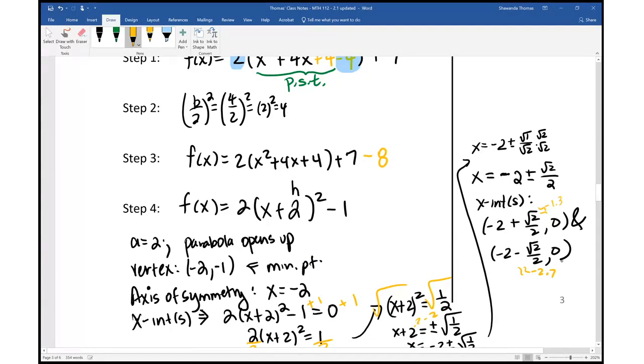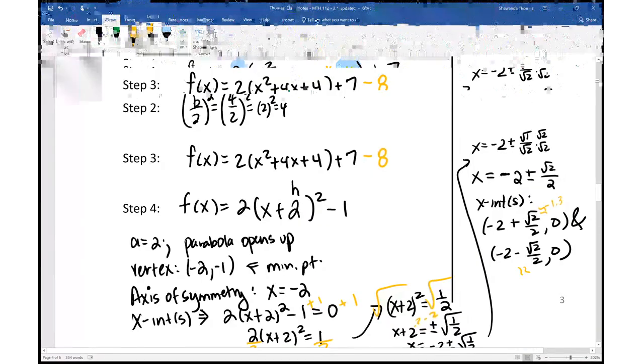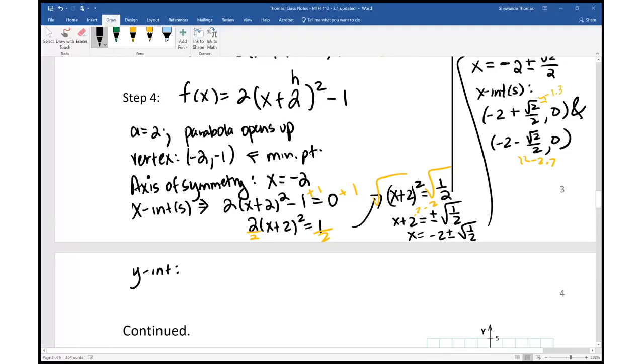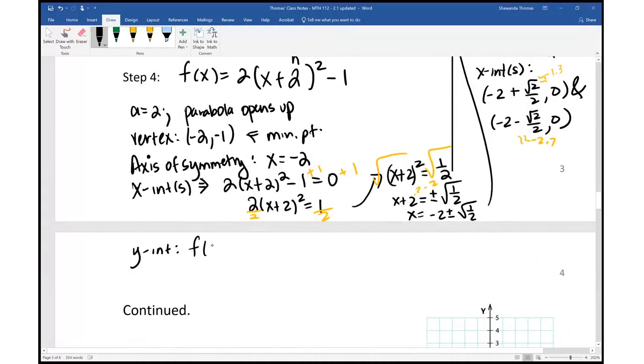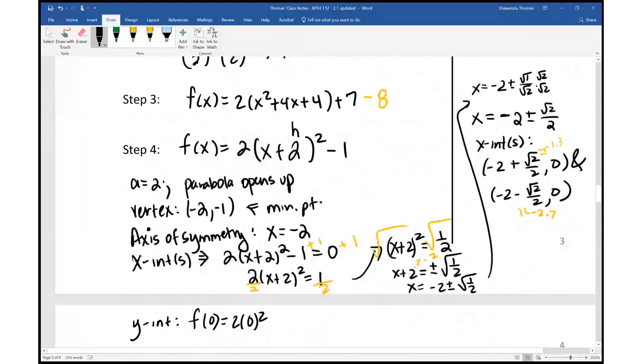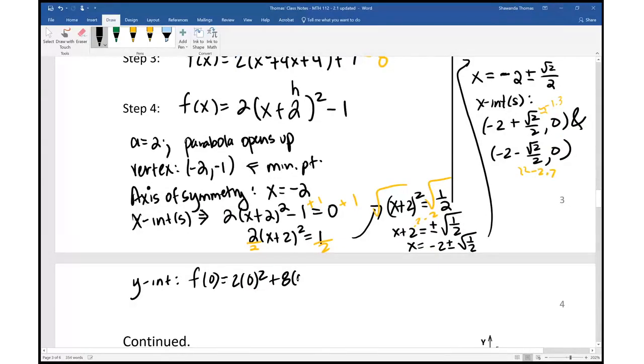Right? And what about the y-intercept? I prefer using the general form for that. And the general form was f of x, so f of 0 equals 2 times 0 squared plus 8 times 0 plus 7. So we get 7. f of 0 equals 7, (0, 7).